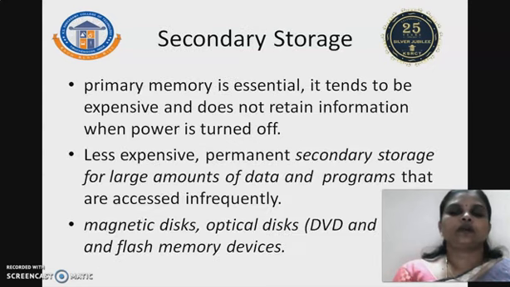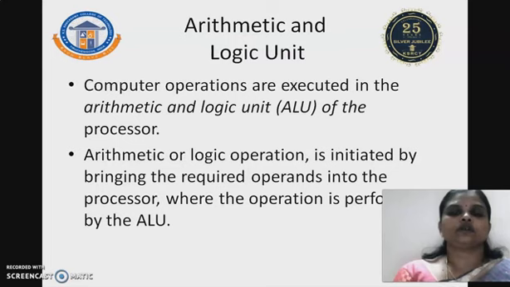Primary memory is essential. It tends to be expensive and does not retain the information when power is turned off. Less expensive, permanent secondary storage is used for large amounts of data and programs that are accessed infrequently. Magnetic disk, optical disk, and flash memory devices are some examples of secondary storage devices.